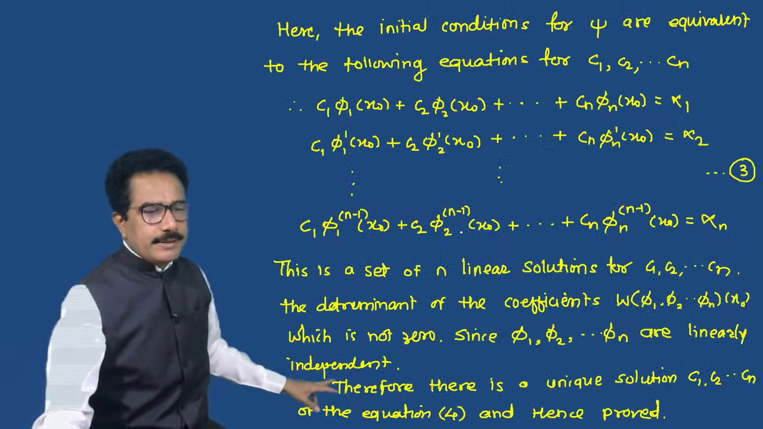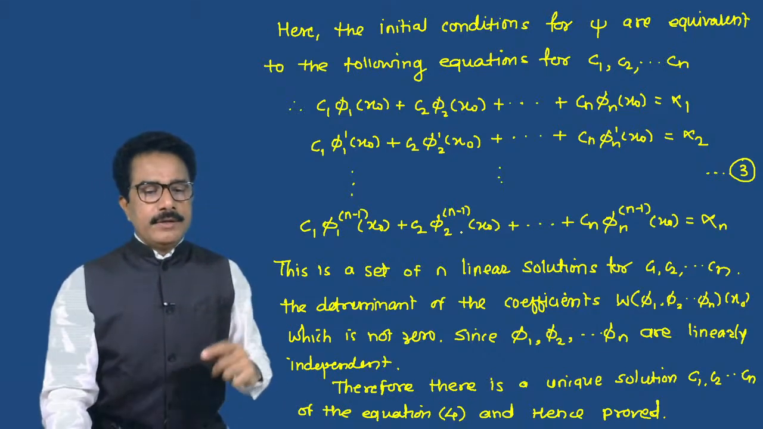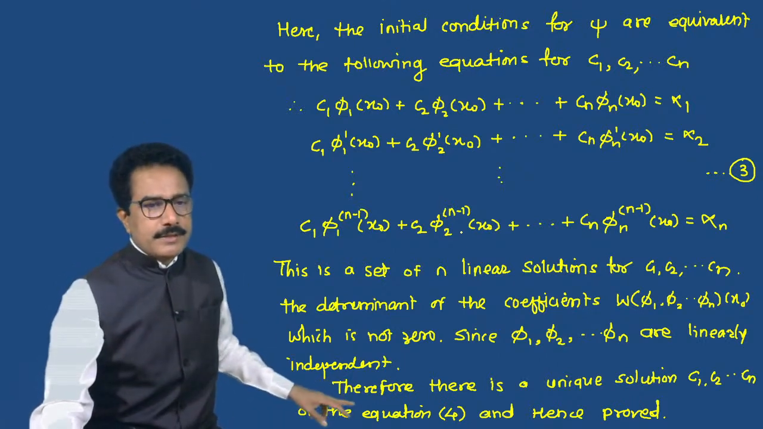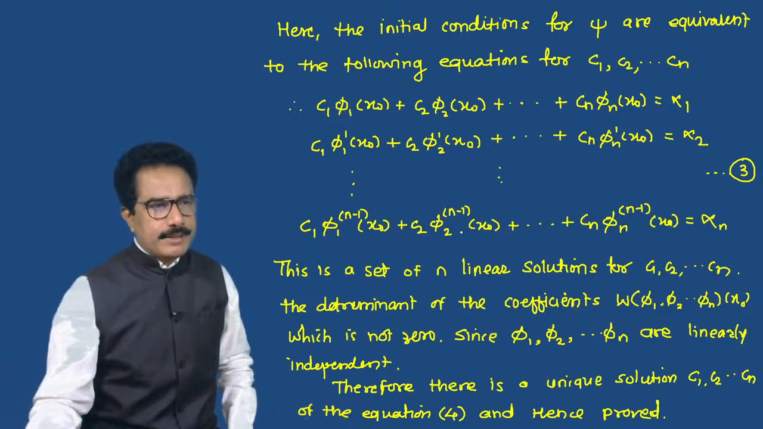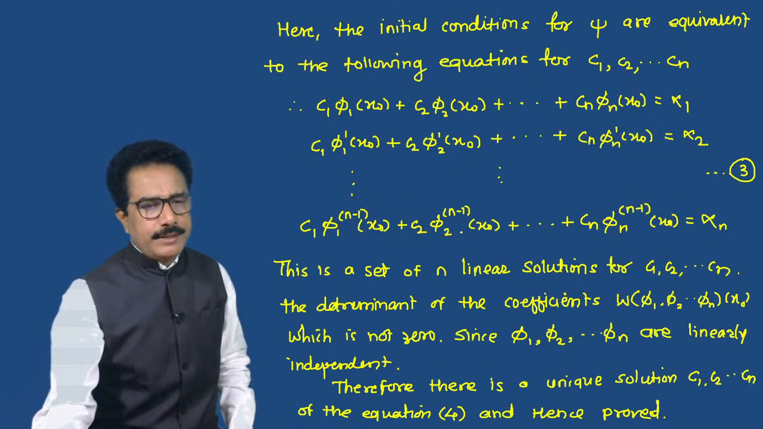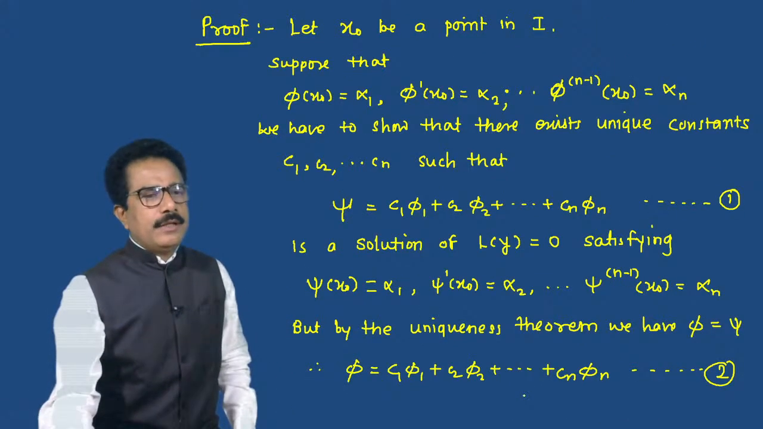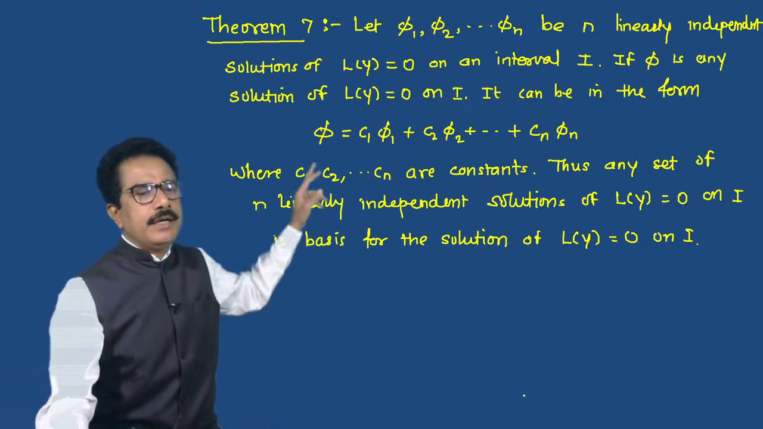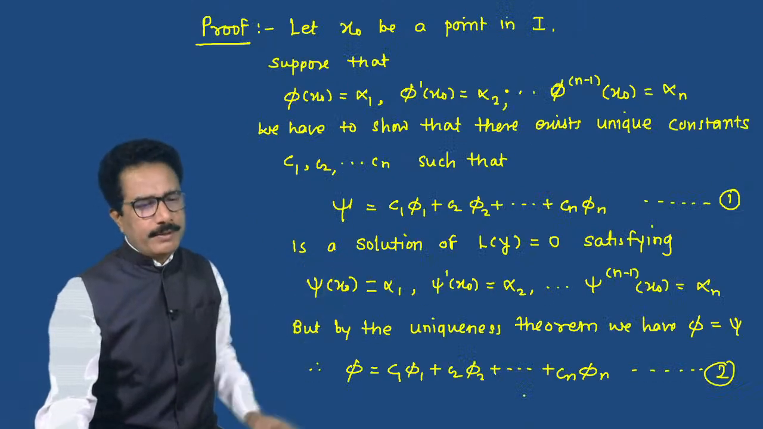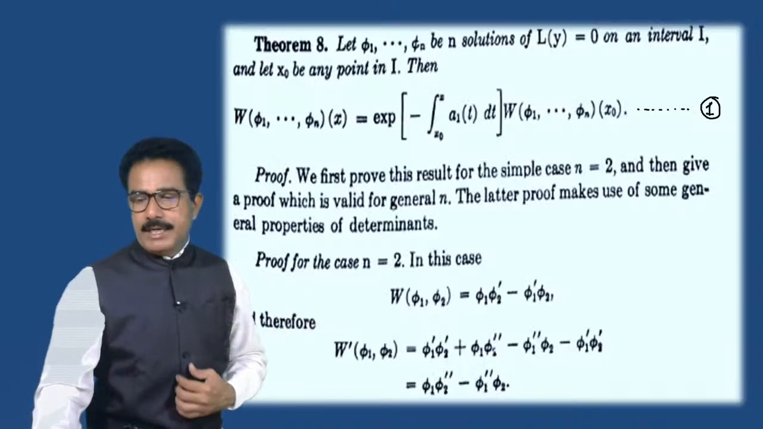So we can write, therefore there is a unique solution. Then there is definitely a unique solution C1, C2, dot dot dot Cn of equation number 3, and hence proved. So we can say that this is the unique solution of equation number 3, no problem. So we can write this, and hence proved. Now next we shall discuss another theorem.